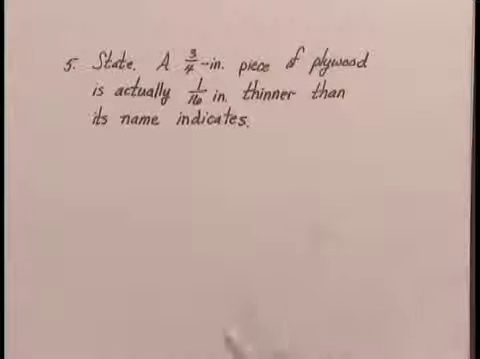This shows that the excess thickness we'd expect to be in that piece of plywood, but it's not there, is 1/16 of an inch. So now we can state the answer to our problem, the fifth step of the problem-solving strategy, and that is a 3/4 inch piece of plywood is actually 1/16 inch thinner than its name indicates.